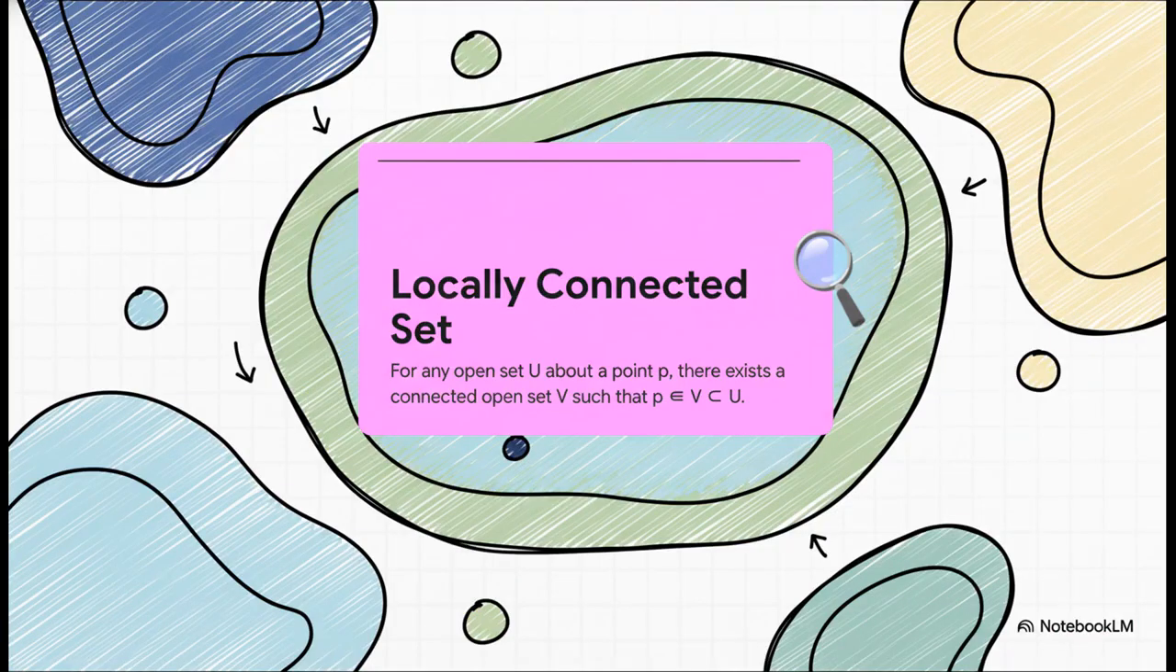Okay, let's break this down because it's super important. A set is locally connected at a single point, let's call it P, if it can pass a very specific test. Imagine you challenge me with any open set U that contains P. It doesn't matter how small you make it. My job is to find an even smaller, connected open set V that still has P inside it and fits completely within your U. If I can do that for any challenge you throw at me, then it's locally connected at that point. And if this holds true for every single point in the set, then the whole set is locally connected.